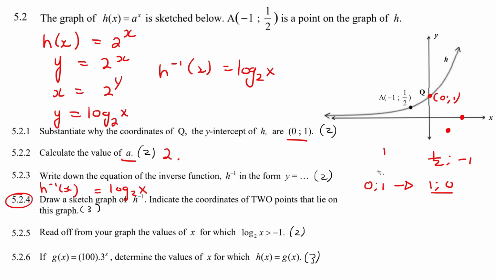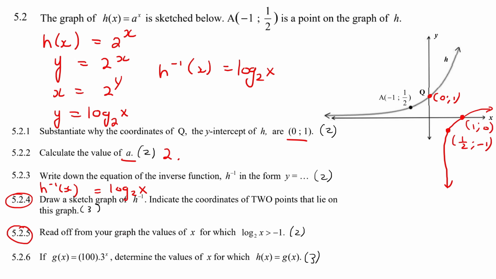And then you just need to know what a log graph typically looks like. So you must know that if an exponential does that, then the log does that. Okay? So it's going to run like that and like that, or more like that. So it runs along the y-axis like this. Okay, and then just fill in those coordinates because they've asked us to do that. So this would be 1 and 0, and this would be half, negative 1.